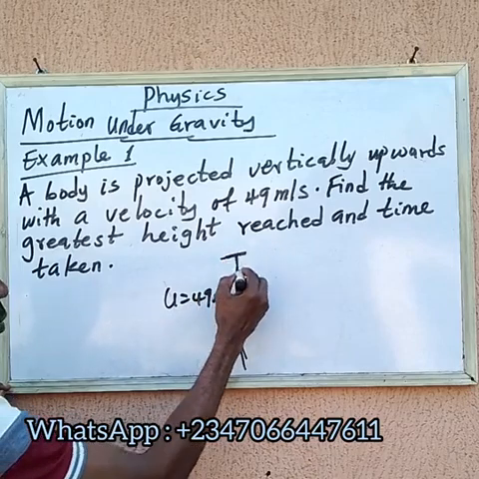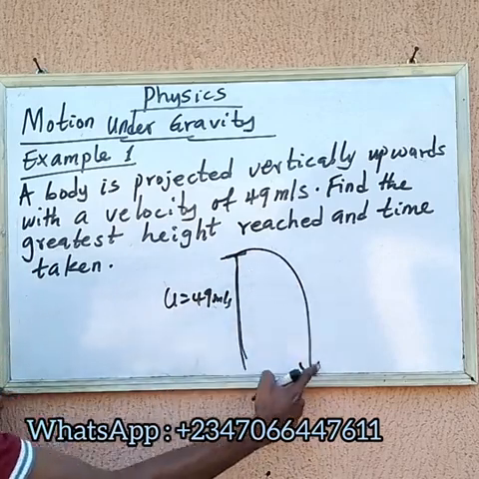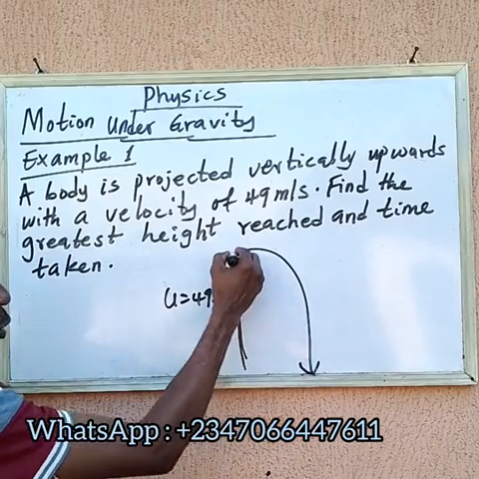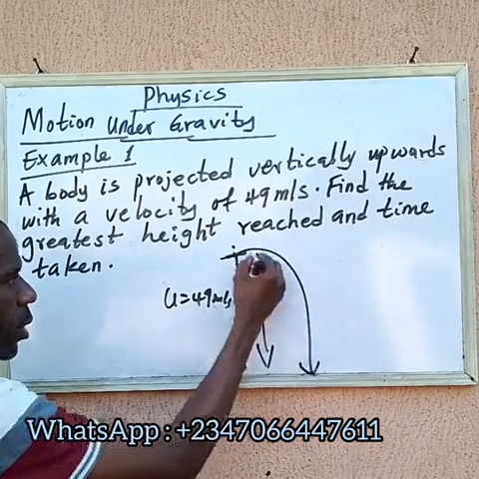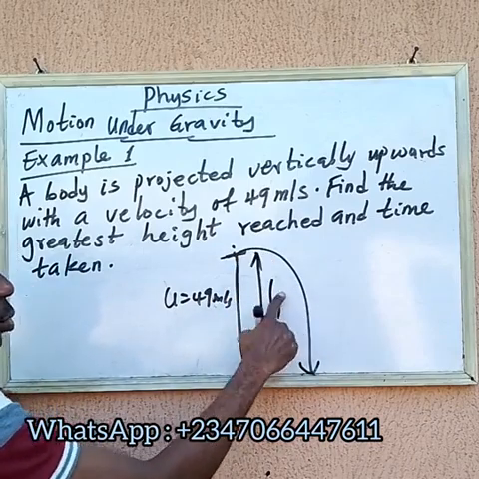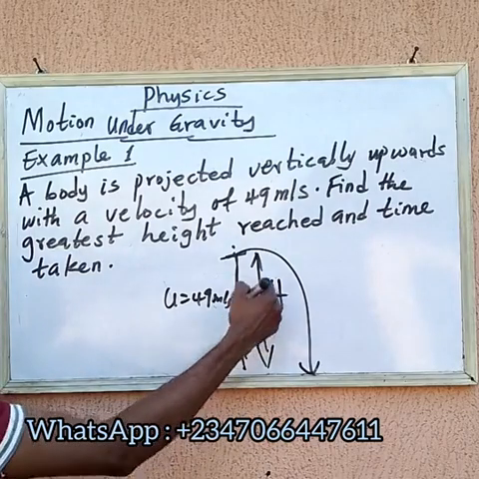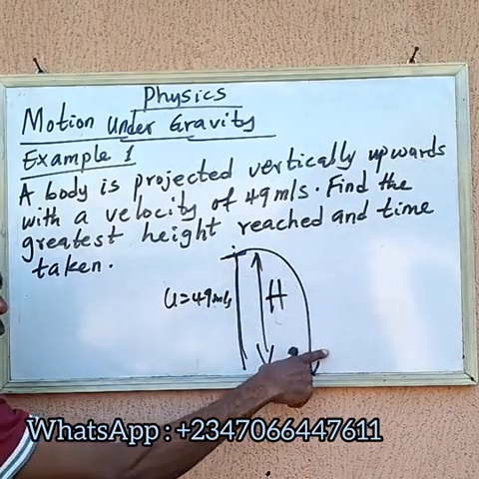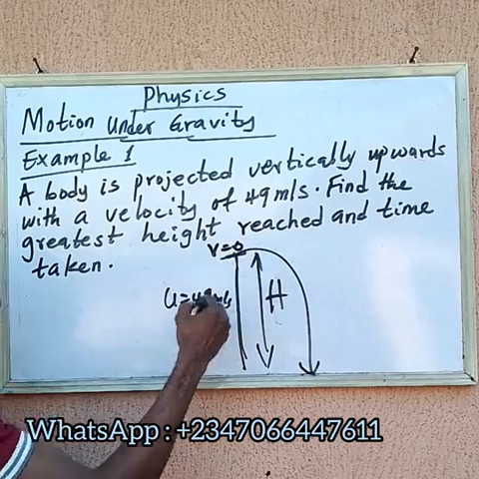Then it gets to this height, but the object will still come down. It will drop, but we are not interested in this other part. What we are interested in is just from the ground to this height. This is the height reached. You can use capital H or small h, no problem. We are not interested in the second part of the motion, only the first part. So here v is equal to 0 at that point.